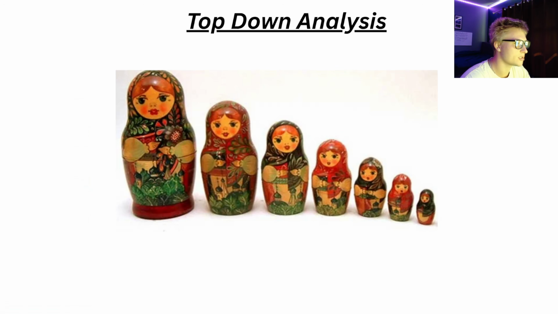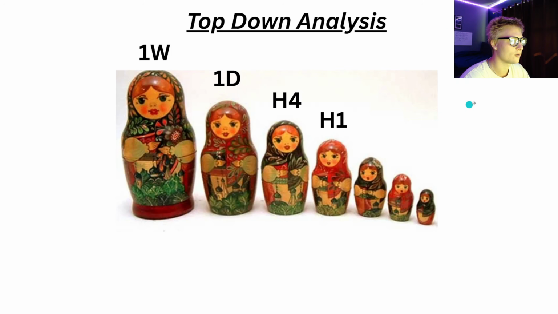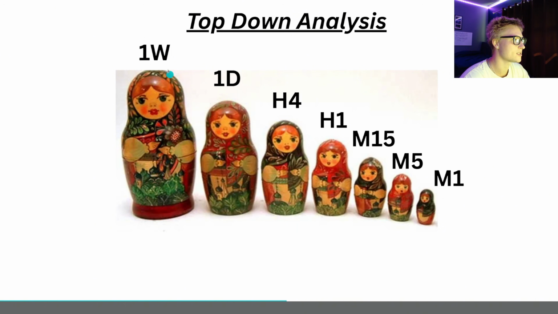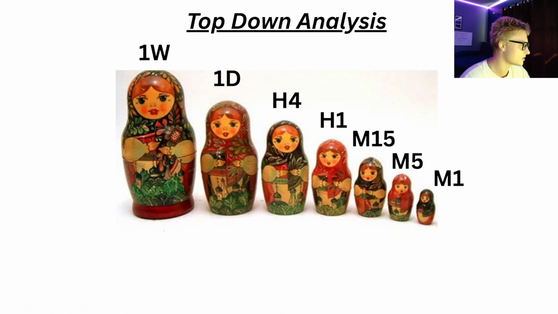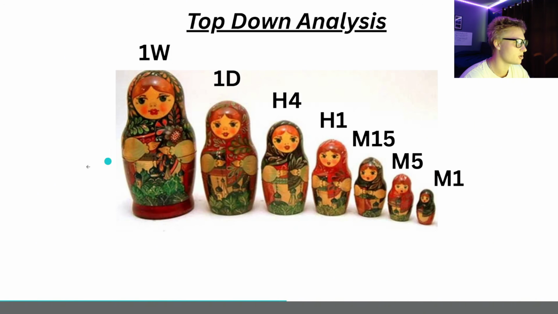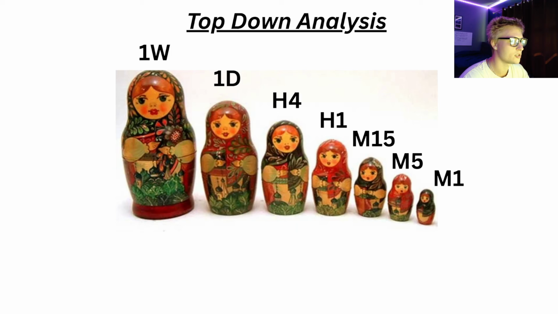So before we actually dive into the chart, I want to break this down for you. This is literally how I see my top-down analysis. I'm not sure if you guys know what these are, but it's basically these toys that go in each other, right? And the way that I see this is the weekly time frame, daily, 4 hour, hourly, 15 minute, 5 minute, and 1 minute. You see how the higher time frame aligns into the lower time frames, and eventually everything is all aligned here, right? And this is what you want to do in the chart as well.